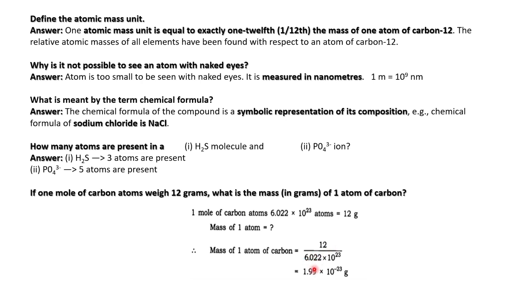Approximately, 6 goes into 12 about 2 times. So approximately we can write 2, or 1.99, into 10 power minus 23. This 23 is coming from the denominator, so it is represented as minus 23 grams. Okay, next one.